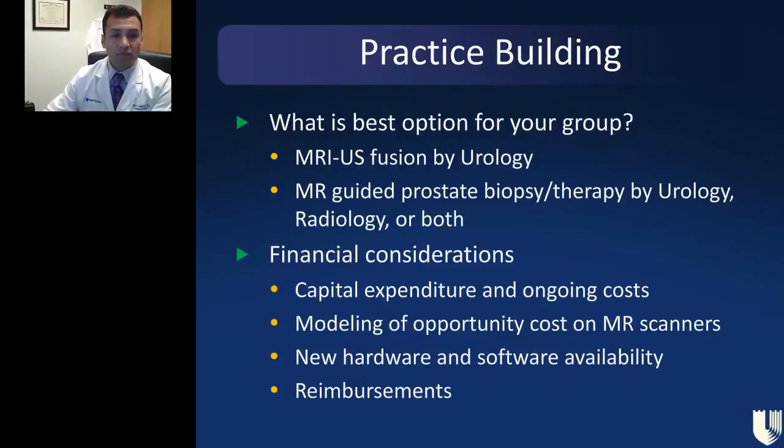We've determined that for us, the best option is high-quality MRI interpreted by the radiologist, and then mpMRI-ultrasound fusion by the urologists. Another option would be some kind of MR-guided prostate biopsy or therapy by urology, radiology, or a combination of both. Anytime you're talking about practice building, you have to think about the financial considerations. Some of the things you have to think about are the capital expenditure and the ongoing costs of a fusion system or in-bore biopsy.